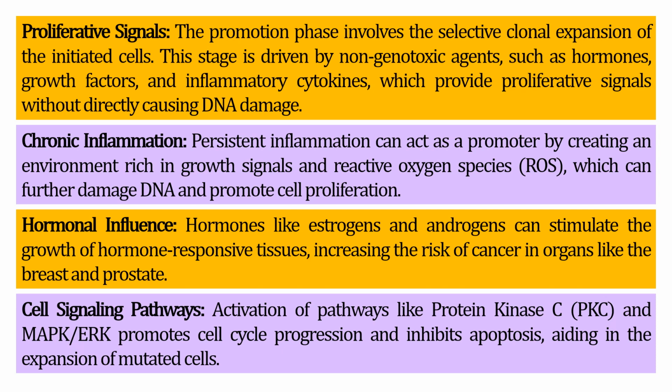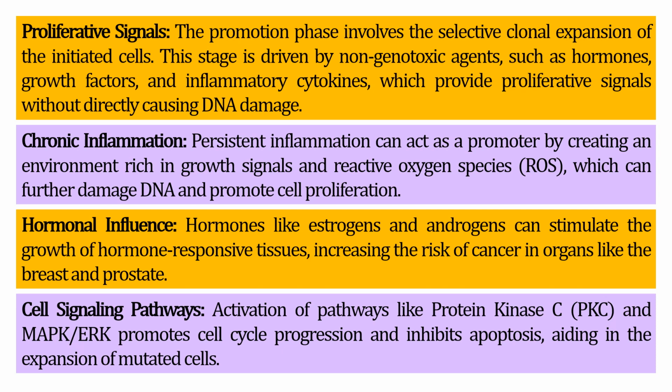Chronic inflammation. Persistent inflammation can act as a promoter by creating an environment rich in growth signals and reactive oxygen species, which can further damage DNA and promote cell proliferation. Hormonal influence. Hormones like estrogens and androgens can stimulate the growth of hormone-responsive tissues, increasing the risk of cancer in organs like the breast and prostate.